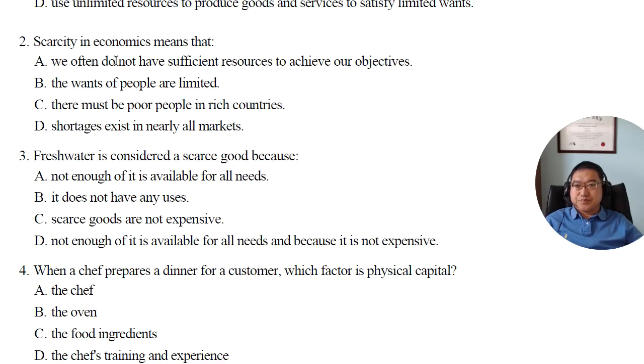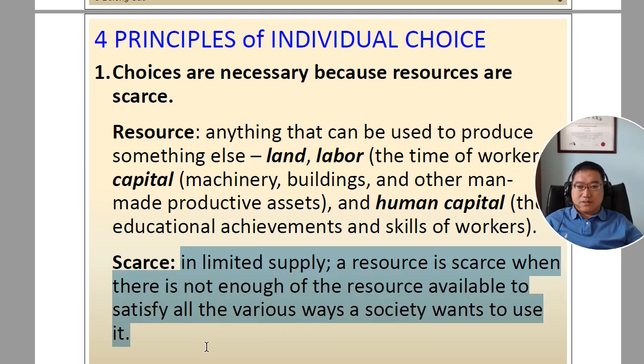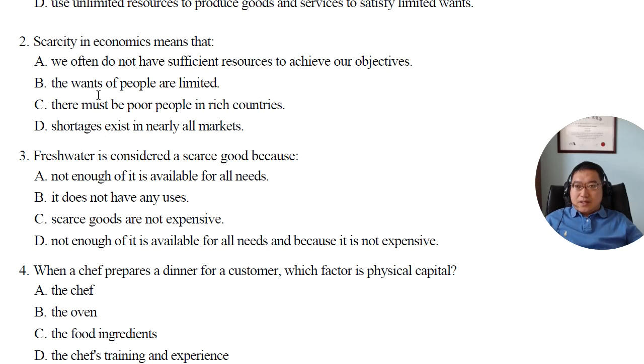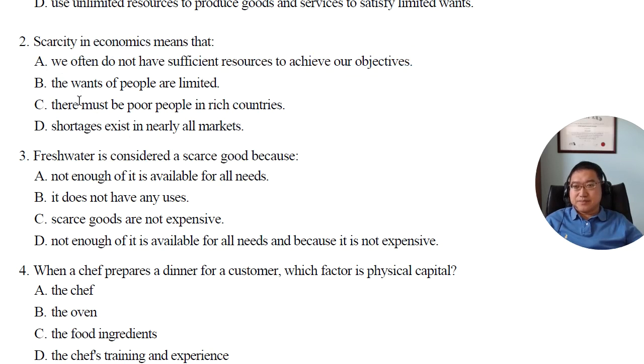Question number 2. Scarcity in economics means that. What does it mean? Well, we actually just talked about it. It's in our lecture notes here, right? Something in limited supply. And look at A. We often do not have sufficient resources to achieve our objectives. By and large, that's the idea, right?